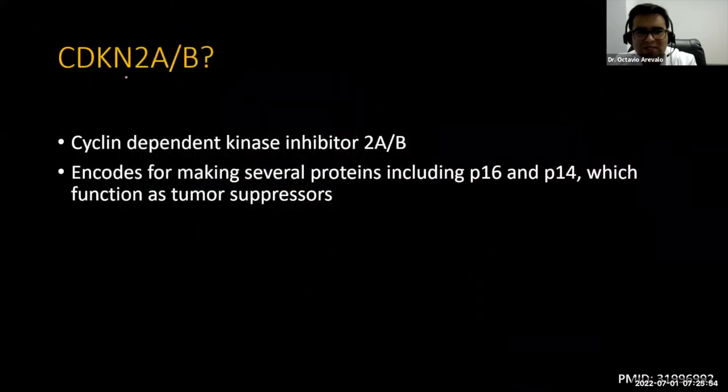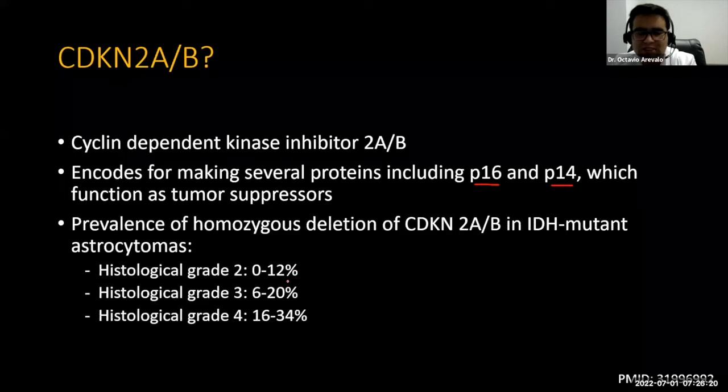So what is this CDKN2A/B business? This is a cyclin-dependent kinase inhibitor, as I told you. And this encodes for many proteins, including P16 and P14, which are tumor suppressors. So if you have a homozygous deletion, then you are off of tumor suppressor genes. So that is very important.